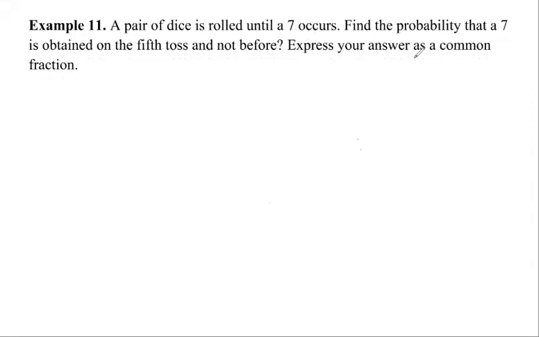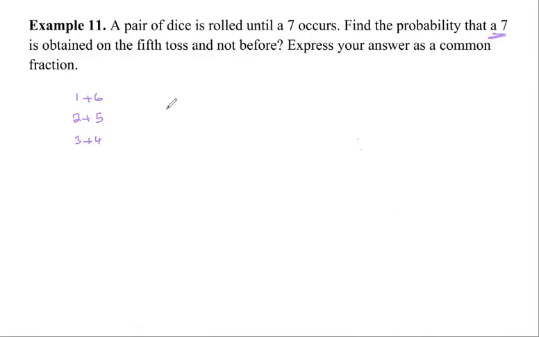So let me explain why we have 5 over 6. We want to get a sum of 7, right? So we can have 1 and 6, or 2 and 5, or 3 and 4. So the probability that a 7 is obtained on the 5th roll, not before, when you have a pair of dice, the sum should be 7. Like we have 6 of these cases, and we can swap the order because we have 2 different dice.